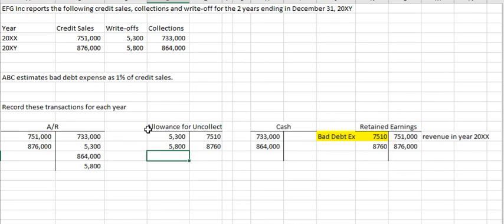Hopefully this will give you an idea of why we are doing bad debt expense versus write-offs and how you record accounts receivable in this particular range.